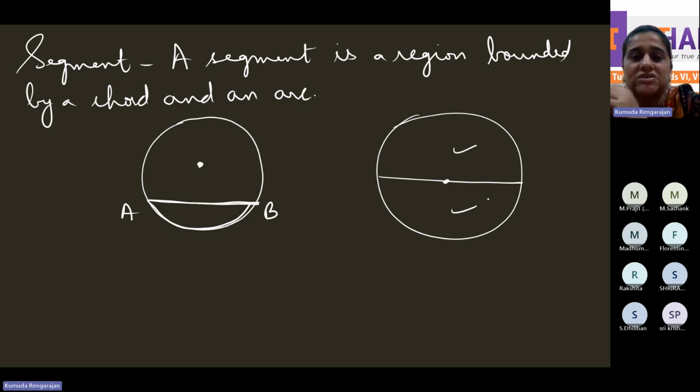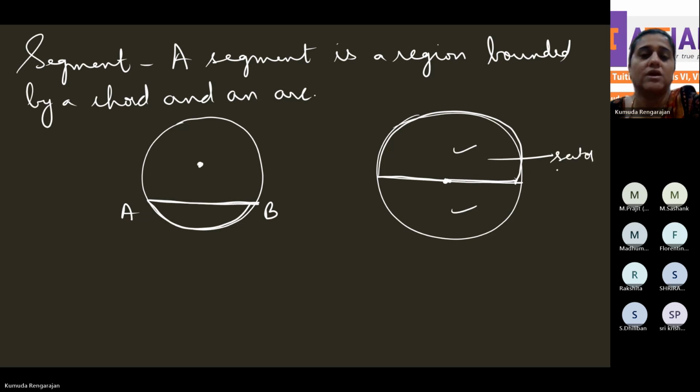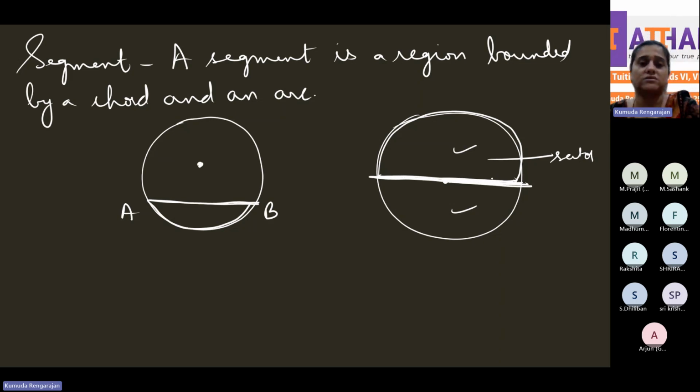Now, a sector is a region bounded by 2 radii and 1 arc. So you can see 2 radii and 1 arc. So this one is a sector. Also, a segment is a region bounded by a chord and an arc. So this is the chord, because we know that the diameter is a chord, the longest chord of the circle. The 2 radii together is the chord. It's a diameter. So this is the chord and this is the arc. So it's also a segment.